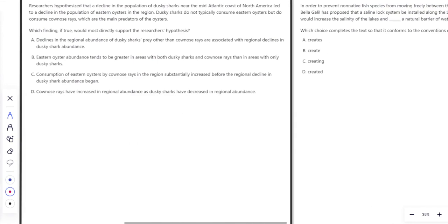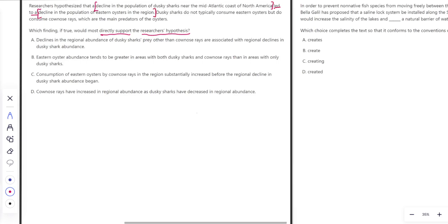Okay, here we have another reading question. It looks a bit harder than some of the previous ones, but we can still go through it. We're asked to find which of the following findings from the answer choices, if true, would most directly support the researchers' hypothesis. So first, we need to figure out what their hypothesis is. It says researchers hypothesized that a decline in the population of dusky sharks near the mid-Atlantic coast led to a decline in the population of eastern oysters in the region.